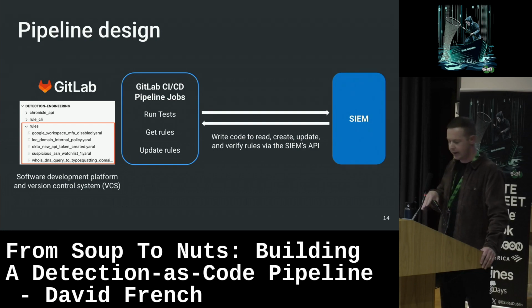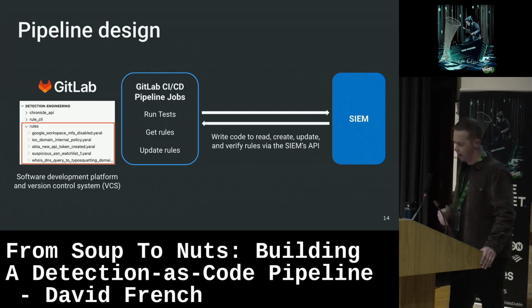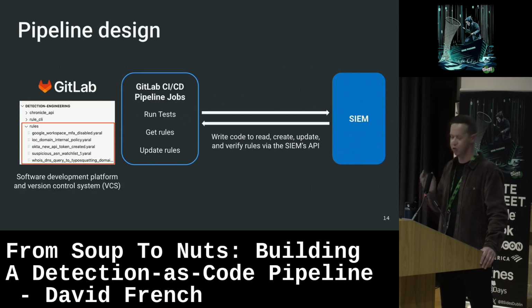And then in the middle here, we're going to configure a few CI/CD pipeline jobs in GitLab. One of them is going to be responsible for running our tests for our rules. The other two are going to retrieve rules from the SIEM and push rule changes out to the SIEM.